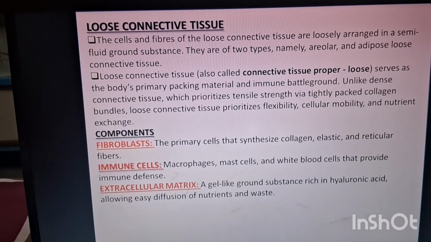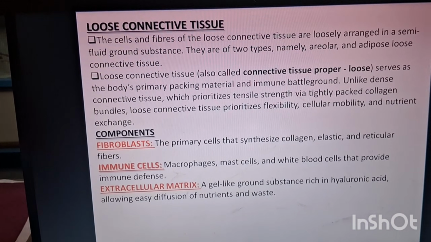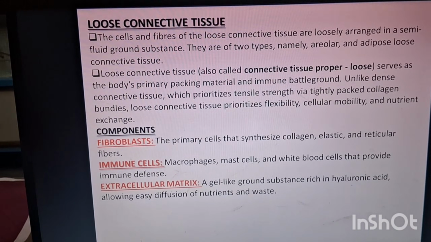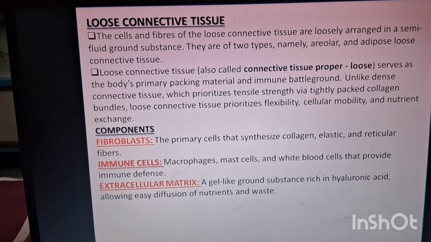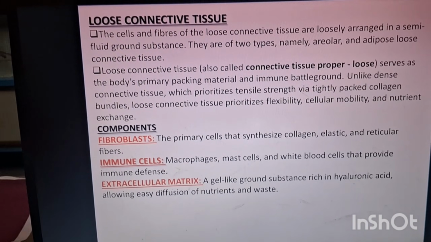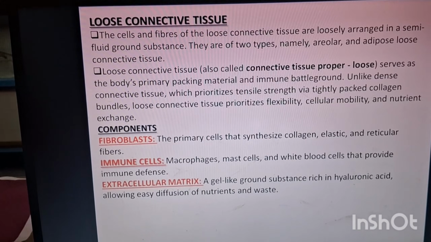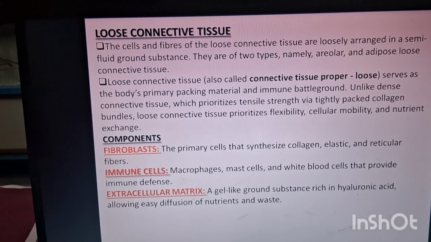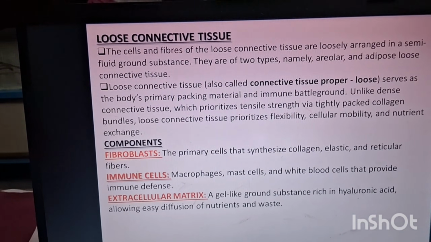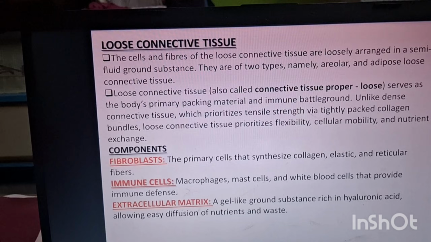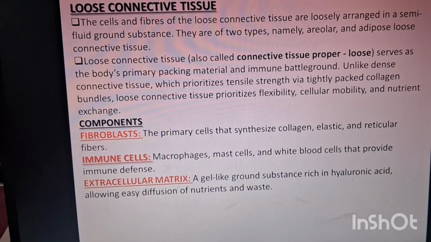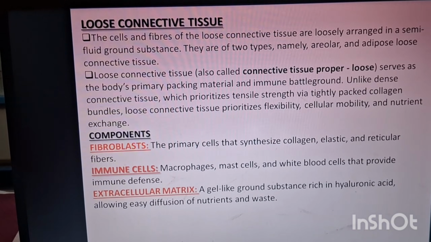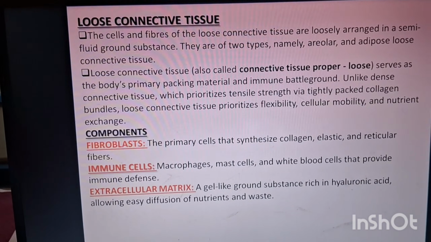Loose connective tissue, also called connective tissue proper loose, serves as the body's packing material and immune battleground. Unlike dense connective tissue, which prioritizes tensile strength via tightly packed collagen bundles, loose connective tissue prioritizes flexibility, cellular mobility, and nutrient exchange. It means loose connective tissue is a soft, flexible tissue that holds your organs in place. It acts as the body's internal wrapping paper. It provides flexibility, lets cells move around and allows nutrients to reach organs easily.